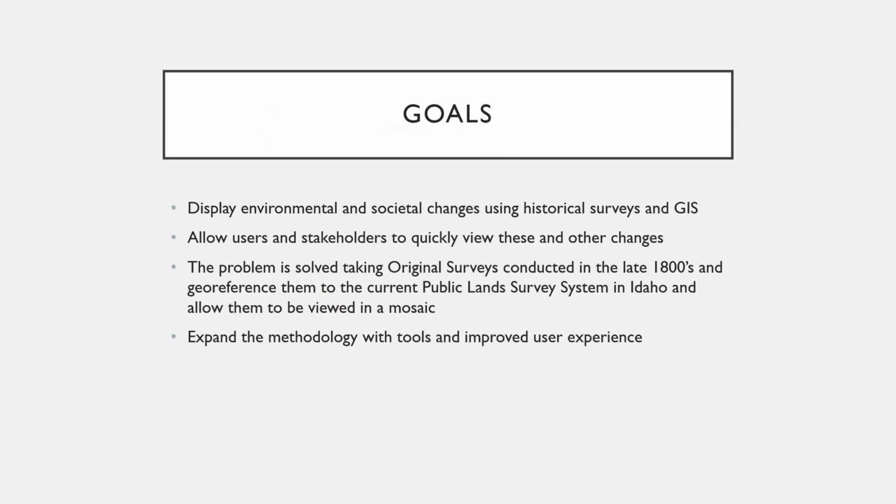So the goals for this project: to display environmental and societal changes using historical surveys and GIS, and to allow users and stakeholders to quickly view these and other changes. The problem is solved by taking original surveys conducted in the late 1800s and geo-referencing them to the current public land survey system for Idaho and allowing them to be viewed in a mosaic. This gives multiple users an advantage to identify changes or differences quickly and easily. And then another goal is to expand the methodology with tools and improve the user's experience.